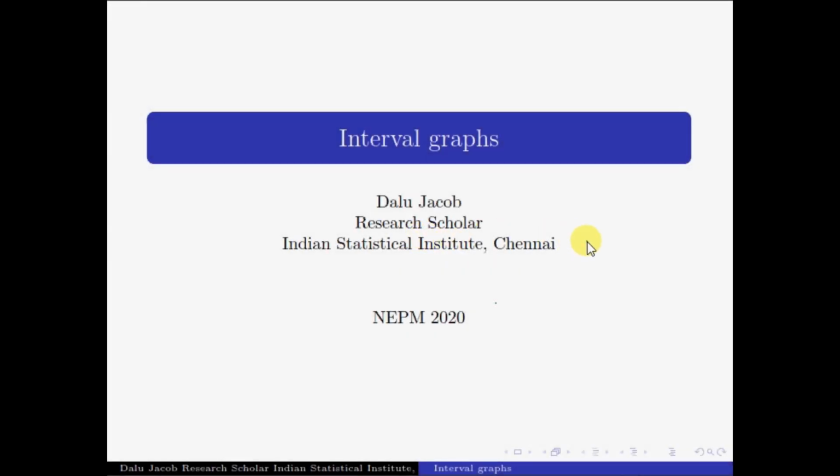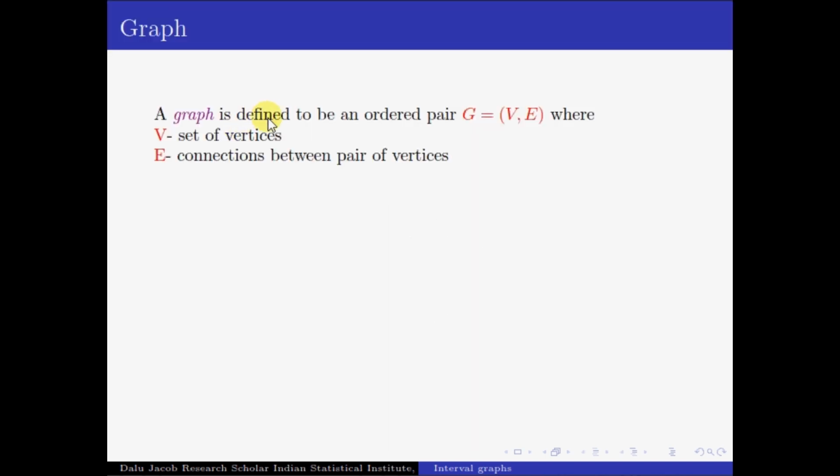Everyone, in this session we will discuss interval graphs, which is a well-known graph class in graph theory. Let me begin this discussion by defining what we mean by a graph. A graph is defined to be an ordered pair (V, E), where V denotes a set of vertices and E denotes the connections between pairs of vertices.